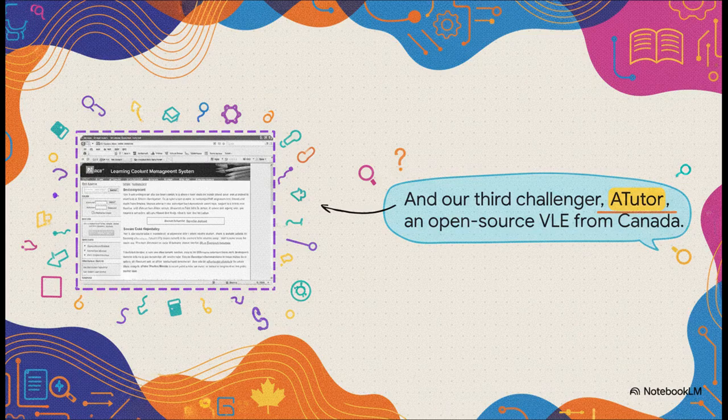Okay, so we have 3 platforms, all built to help people learn online. But the big question the researchers were asking was, which one actually gives the best user experience? And, maybe more importantly, how do you even measure something like that?